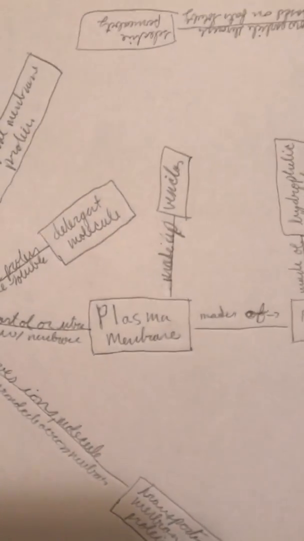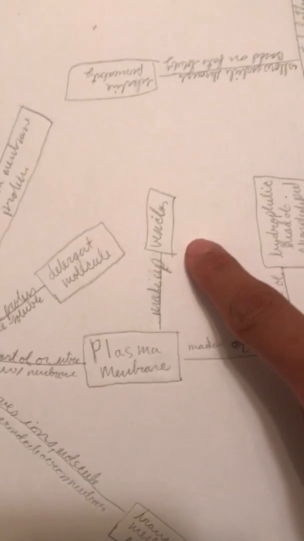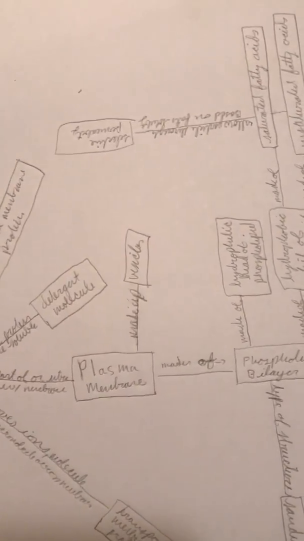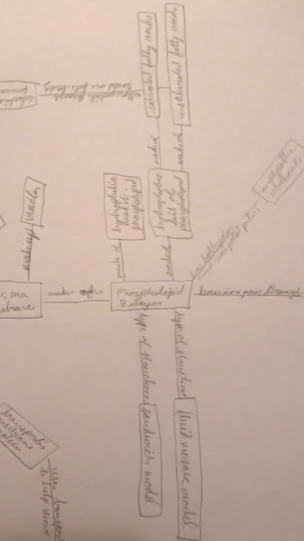So for this week's lab, we had to make a concept map of plasma membrane and all the terms that were given to us. So here we begin with the plasma membrane, and here we see that we have a small little web for the vesicle. The vesicle is simply made of membranes. And now moving on to the bigger part.